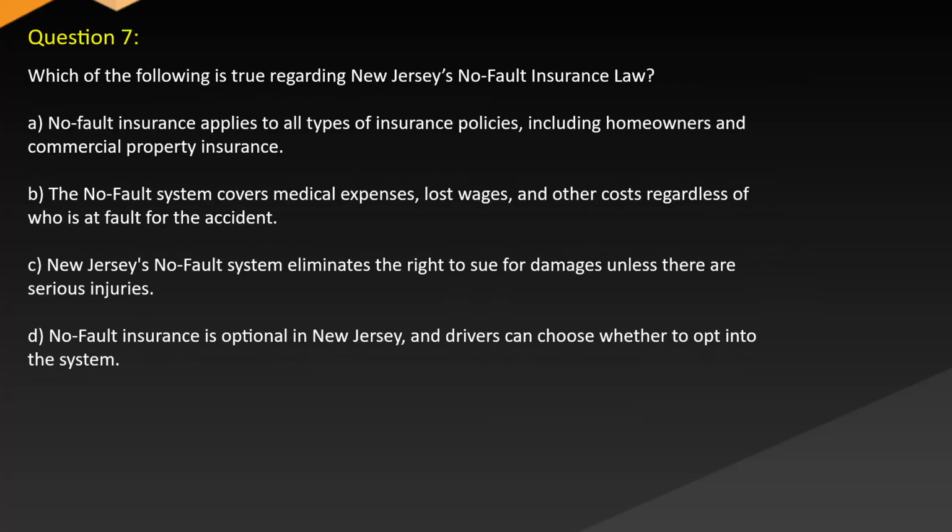Question 7. Which of the following is true regarding New Jersey's no-fault insurance law? A. No-fault insurance applies to all types of insurance policies, including homeowners and commercial property insurance. B. The no-fault system covers medical expenses, lost wages, and other costs regardless of who is at fault for the accident. C. New Jersey's no-fault system eliminates the right to sue for damages unless there are serious injuries. D. No-fault insurance is optional in New Jersey and drivers can choose whether to opt into the system.